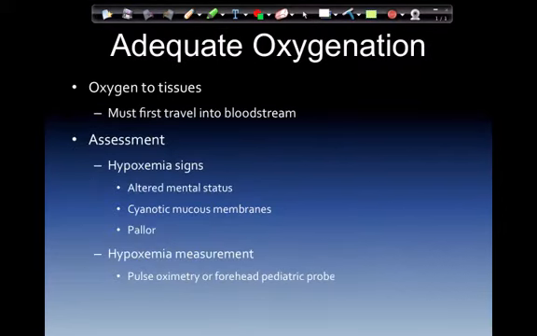Adequate oxygenation. Oxygen must travel into the bloodstream to get to the tissues. Assessment of hypoxemia signs: if they have an altered mental status of any sort, confusion, combativeness, cyanotic mucous membranes, lips and tongue, pallor secondary to hypoxemia from circulatory collapse. Pallor can also be caused by diaphoretic shunting of blood towards the core. Hypoxemia measurement: pulse oximetry on the forehead or a pediatric lobe.